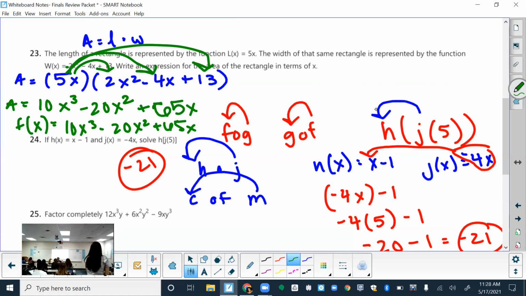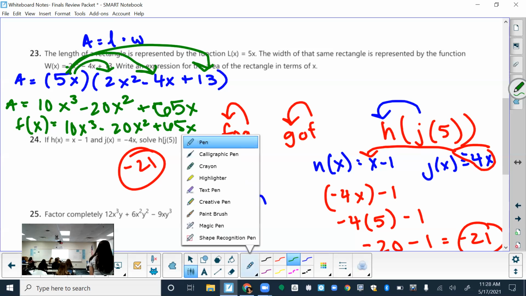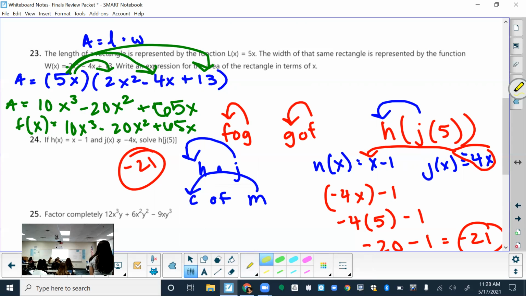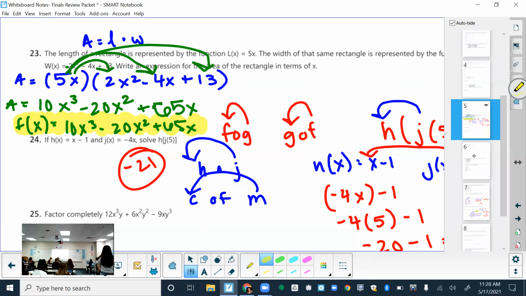Questions about this one? Any other ones from the packet? Yes? Did you say 33? All right.